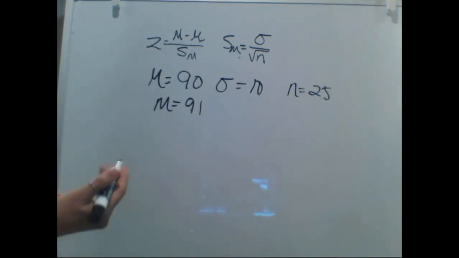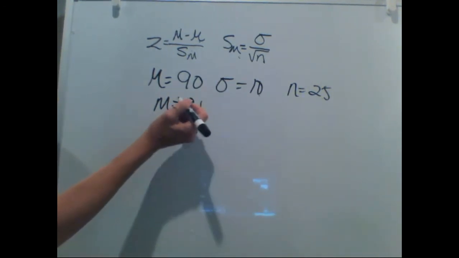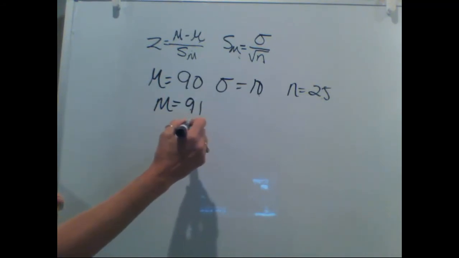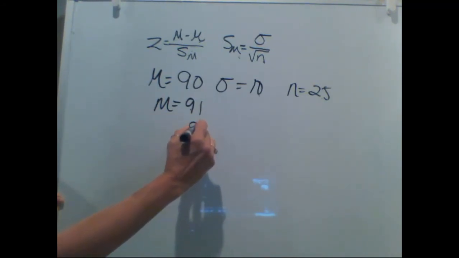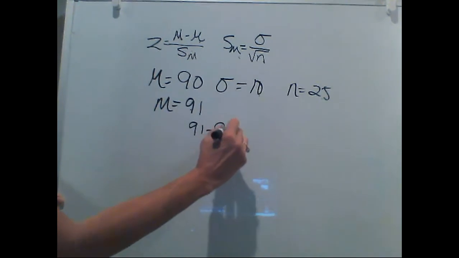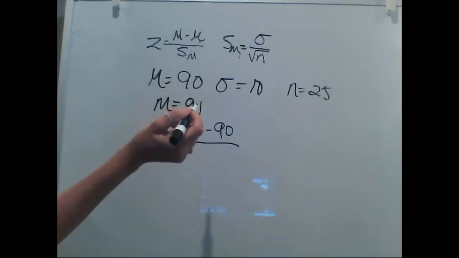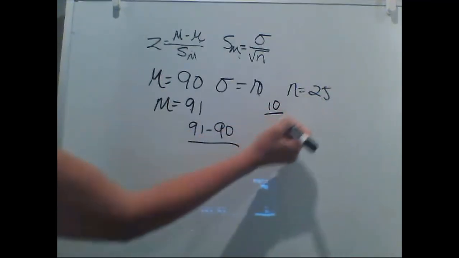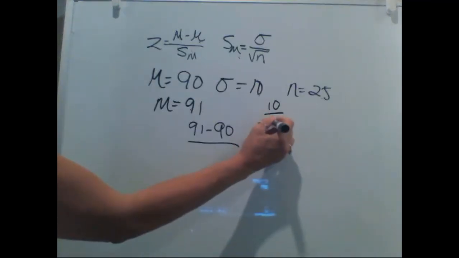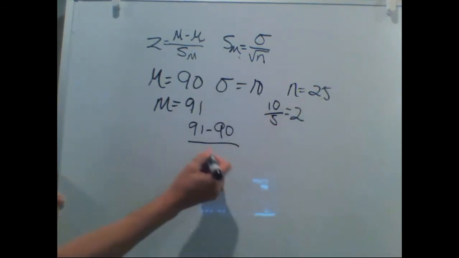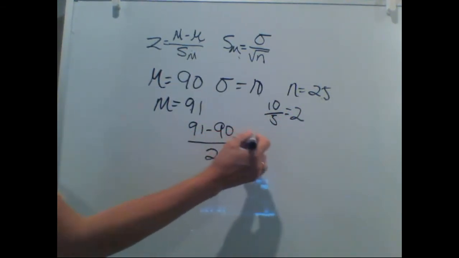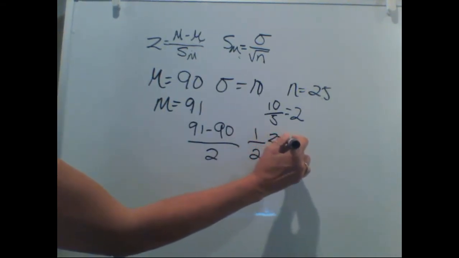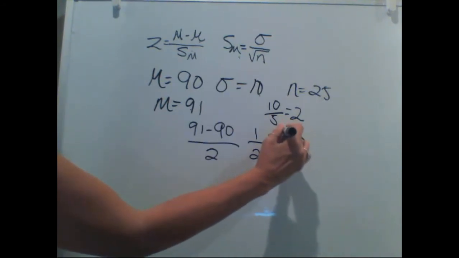So what we're going to do is we first have to figure out what is the z-score at 91. So let's take a look. So we have our score of 91 minus the mean of 90. We need to divide it by the standard error. Standard error is the standard deviation divided by the square root of n. So the square root of 25 is 5. Our standard error is 2. So 91 minus 90 is 1 divided by 2. So our z-score for 91 in this case is a positive 0.50.